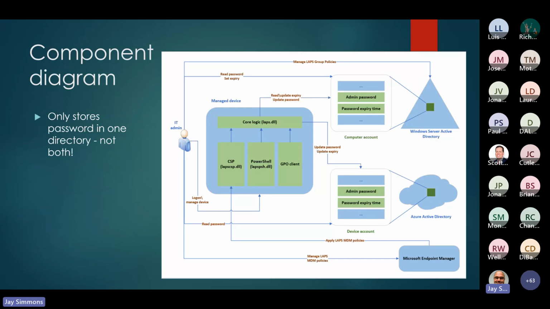I love this diagram because I created it. So obviously I want to be happy with it. But you don't need to know all this to use the feature. Just to be very clear what's going on, managed device on the left, there's a couple of new binaries. There's a new CSP. There's a new PowerShell module for doing management tasks. Now, I have two directories on the right, of course, Active Directory as well as Azure AD. But we only support backing up passwords to one directory or the other. We do not support both at the same time. That's a very common question.